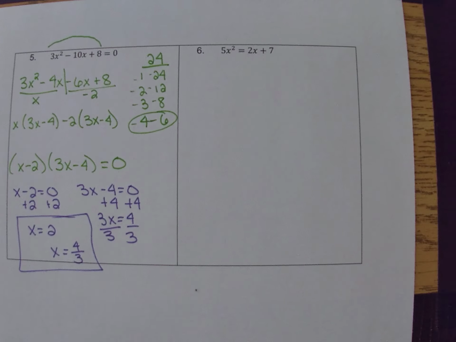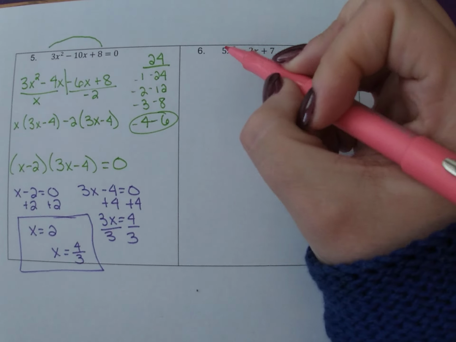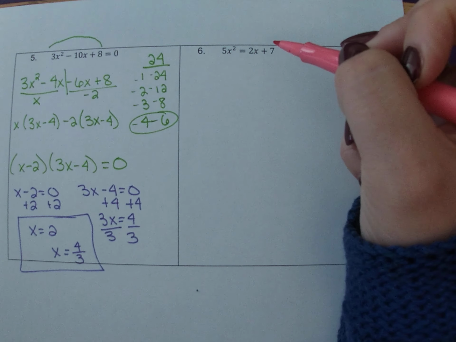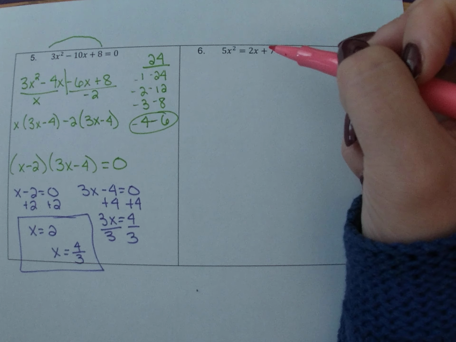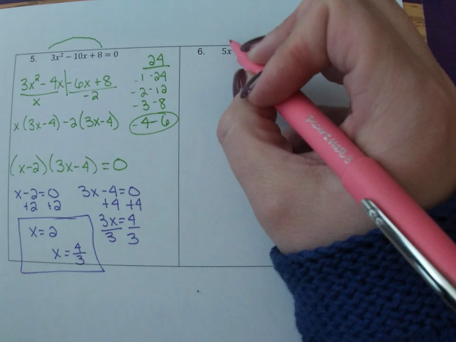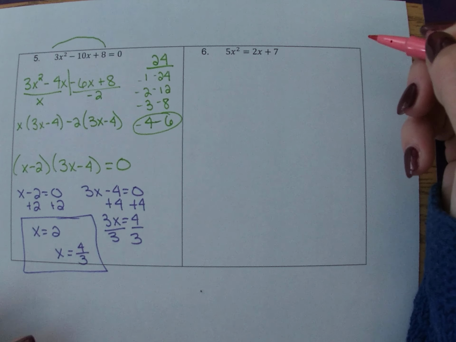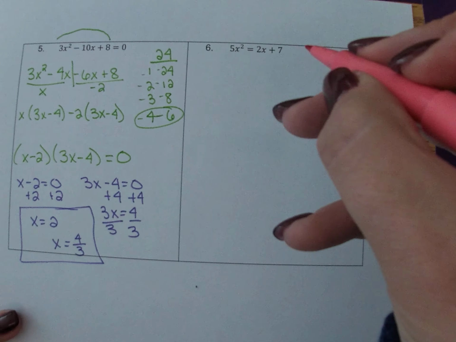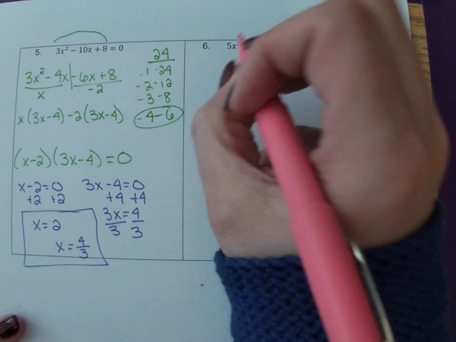Number 6 also does not equal 0. So if we're going to solve this by factoring, we need this to equal 0. Now, it might be tempting to subtract this 5x squared over because then there's only one piece to move. But factoring is way easier when a is positive. So keeping your a value, your number in front of the x squared, positive is going to make the factoring a lot easier. So I would suggest moving both the 2x and the 7.